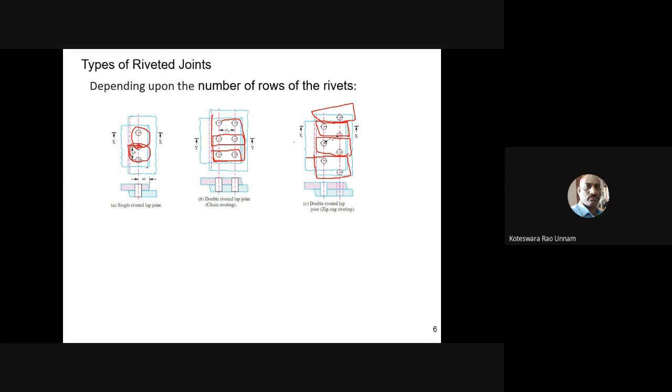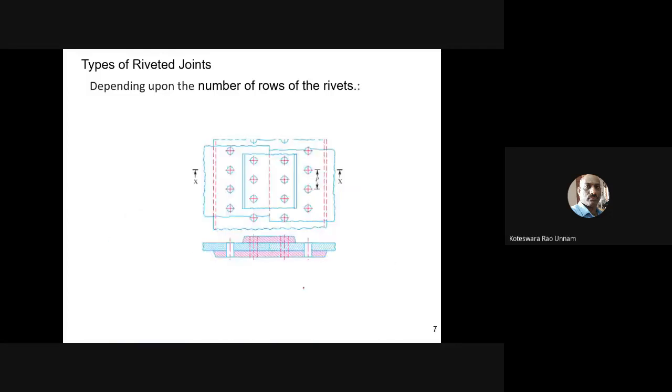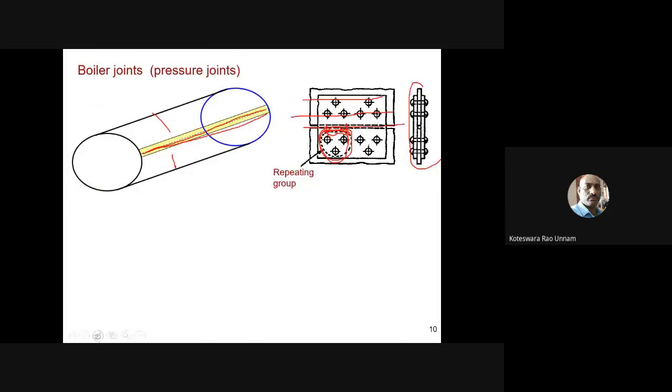So here, for this case, we can easily identify the repeating group, that is nothing but the pitch length. Within the pitch length, how many rows are there? We need to consider that. Then we'll consider the strength of only those rivets for defining the strength of the joint, not all the rivets. Similarly here, this is one repeating group, then this is another. You can take the repeating groups. That's what I am showing here in this one also.